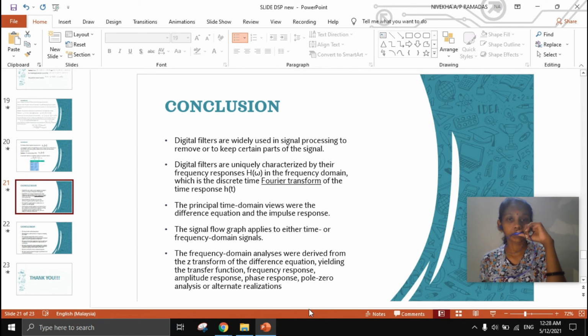The signal flow graph applies to either time or frequency domain signals. The frequency domain analyses were derived from the Z transform of the difference equation, yielding the transfer function, frequency response, amplitude response, phase response, pole zero analysis, or alternate realization.